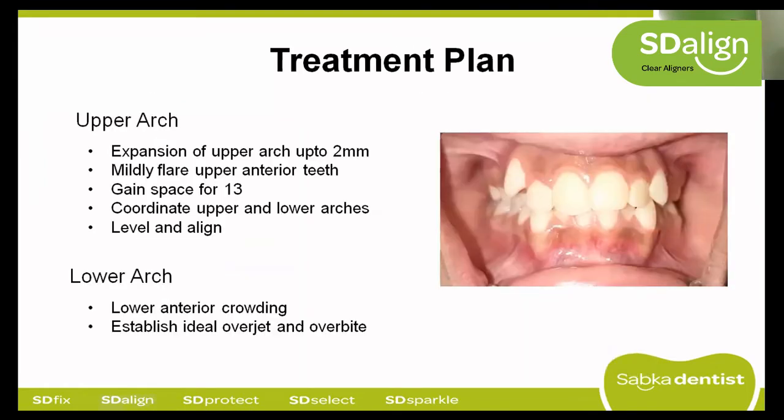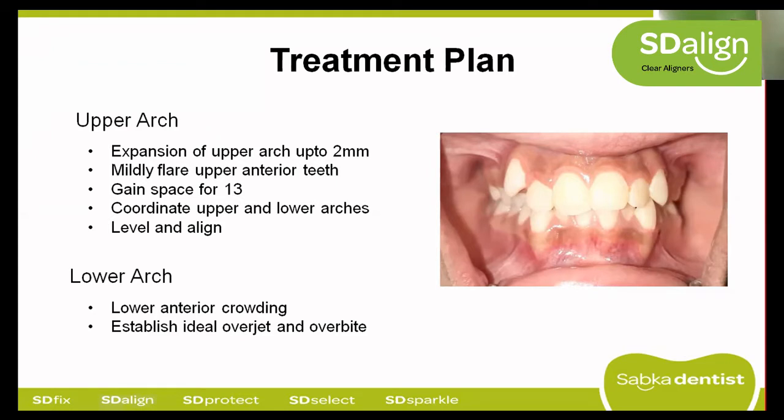So how do we go about planning such a case? First, we will keep in mind certain basic tenets. If this case would walk into your operatory, I am sure you would first consider expansion in the upper arch up to 2 mm, then mildly flare the upper anteriors so that you can gain some anterior-posterior space for the canine to come down. After that, coordinate the upper and lower arch form, and then finally, as with any ortho treatment, you will level and align the arches, try and match the midline, and establish symmetric overjet and overbite.